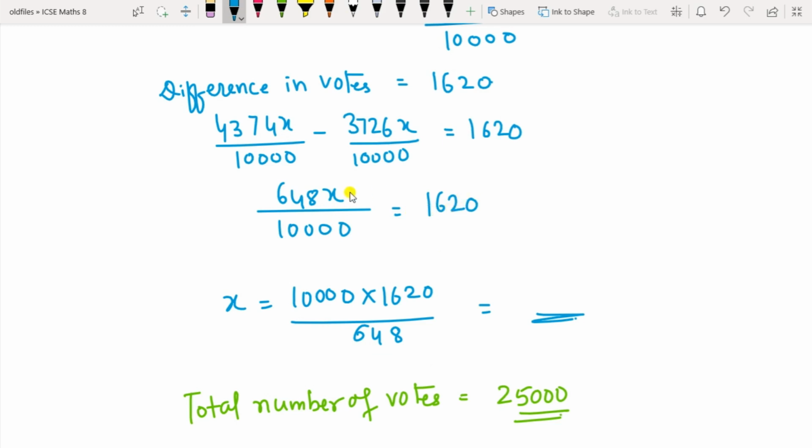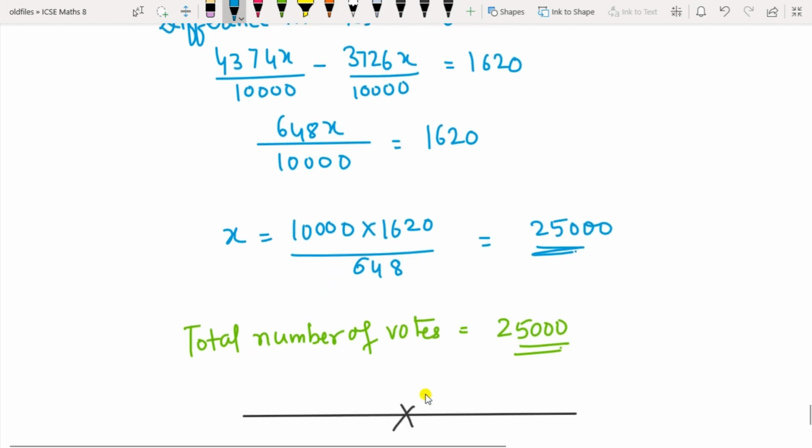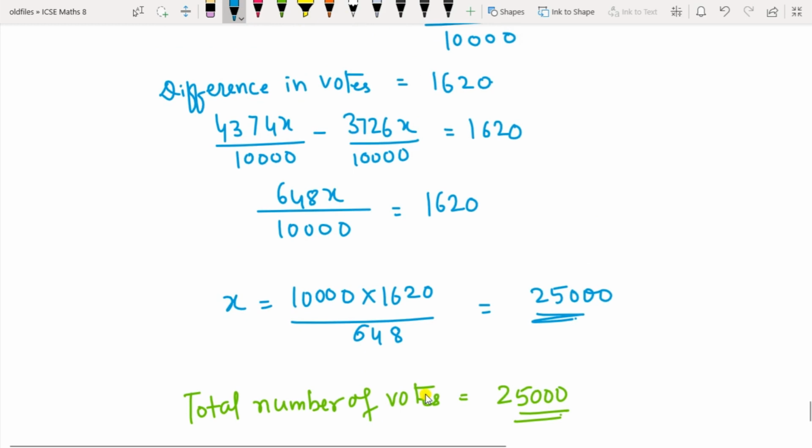Find the value of x. So after doing the cancellation, you will get 25,000. So total number of votes polled in an election were 25,000. This was all about your exercise 6B from question 11 to 20.